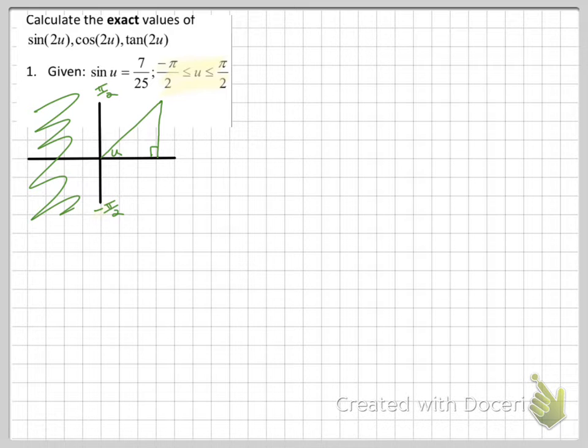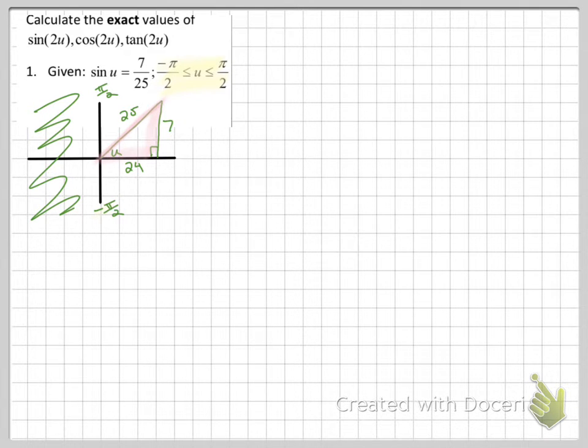Well, I know sine has to be 7 over 25, so opposite over hypotenuse has to come out to be 7 over 25. Pause the video and do a quick Pythagorean theorem. You should end up getting 24 for the missing side, and it's to the right, so it's definitely positive. So now I have the picture that's going to go with our problem. So everything's going to come from this triangle that represents u.